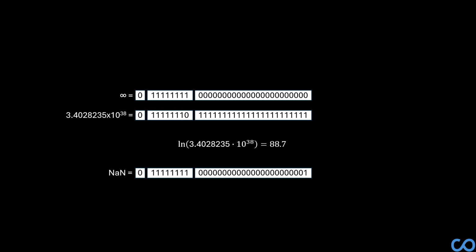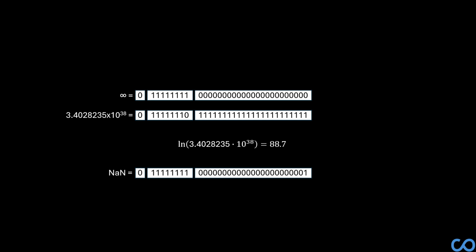We will note only one curious property of not a number. It is not equal to anything. Therefore, the fastest way to check for not a number is to compare the value with itself. If we get false, we encounter not a number.